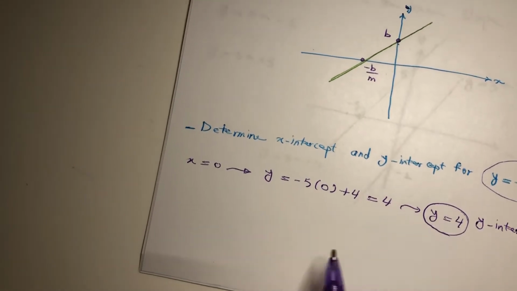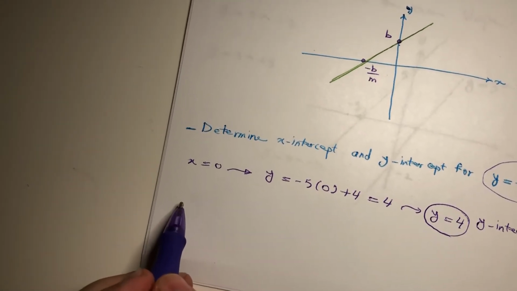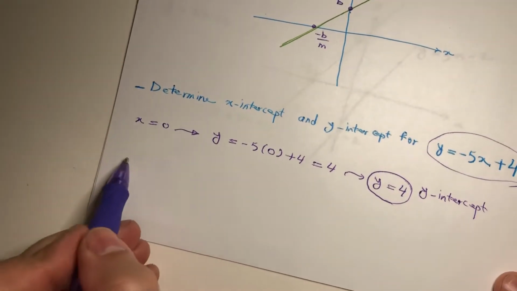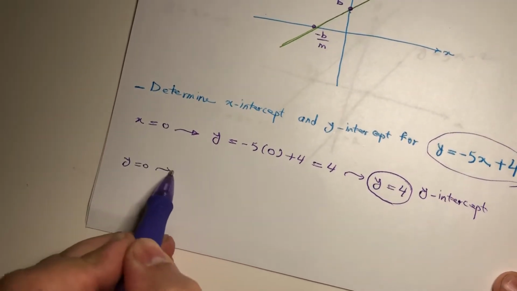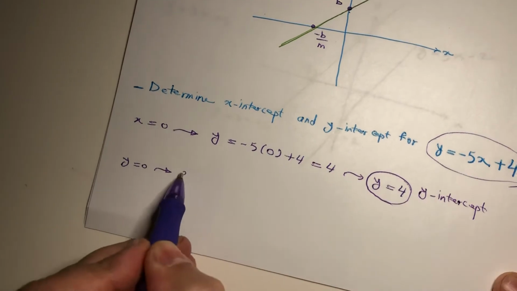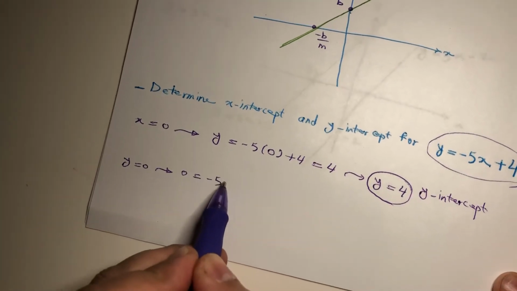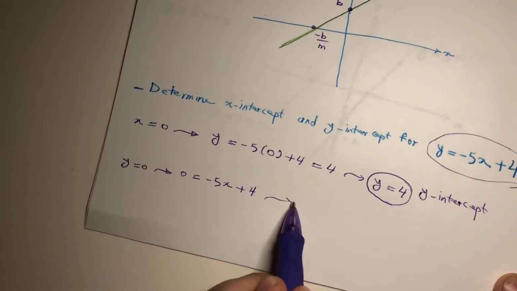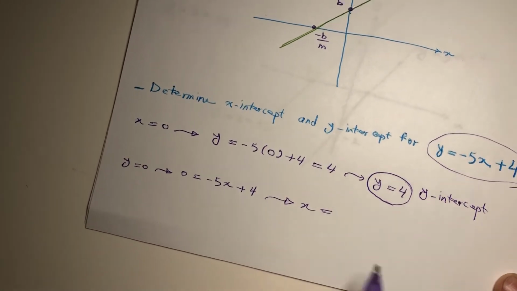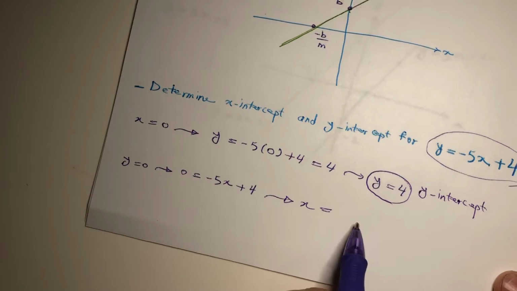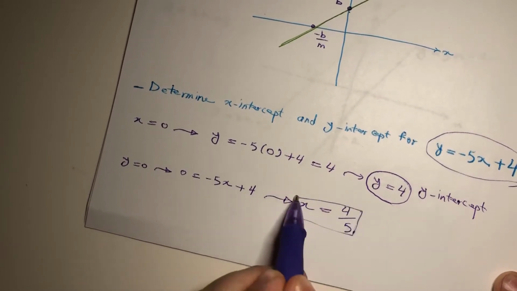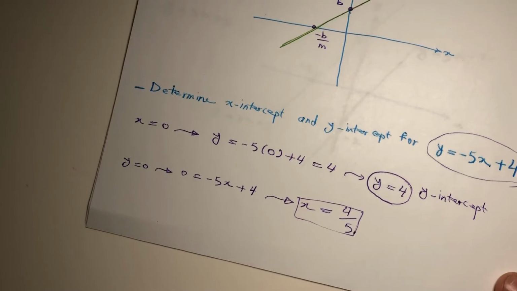In order to find the x-intercept, we put y equal to 0. Then we have 0 equals minus 5x plus 4. From here you can find the value of x, 4 over 5. So we have the x and y intercepts here.